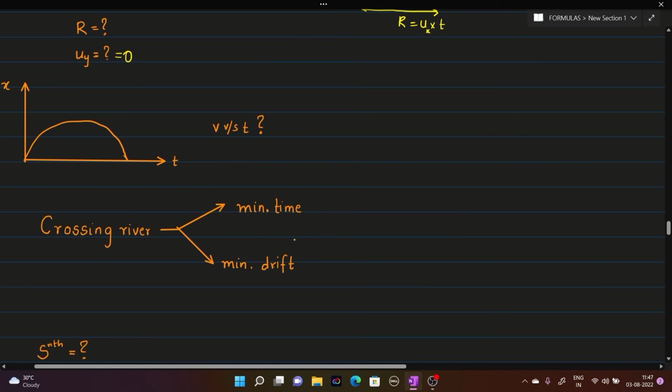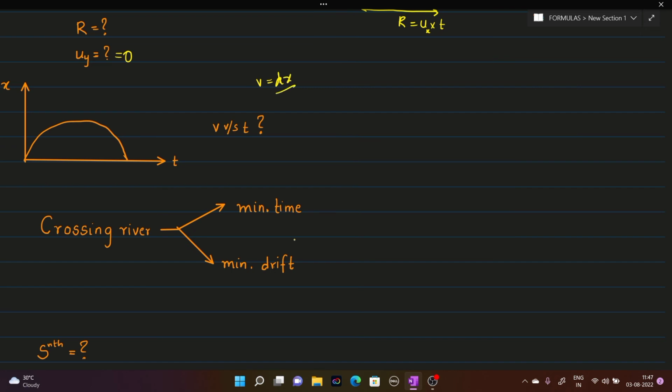After that, if an xt graph is given, how do we convert it into a vt graph? This is the most commonly asked question, seen in various books as well. First of all, we know velocity is nothing but the slope of the xt graph. We see that the slope over here is positive, here the slope is 0, and here the slope is negative. So if the slope is positive, velocity is first positive, here velocity is 0, here velocity is negative.